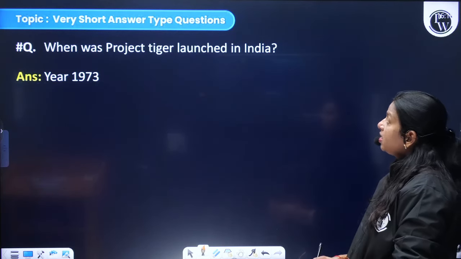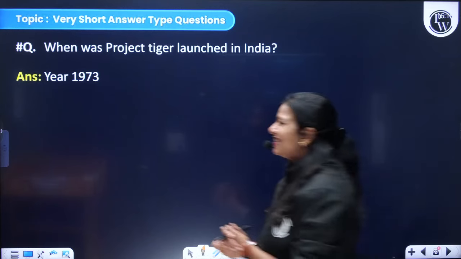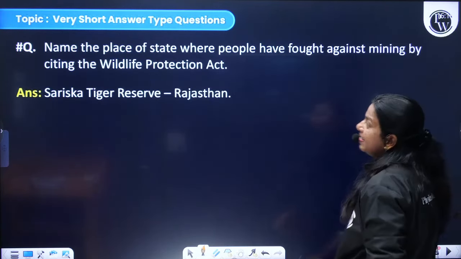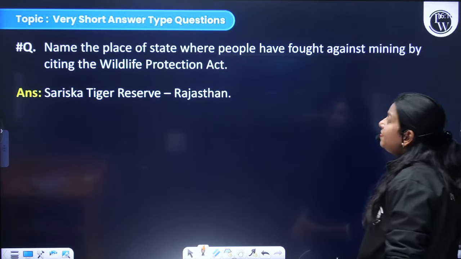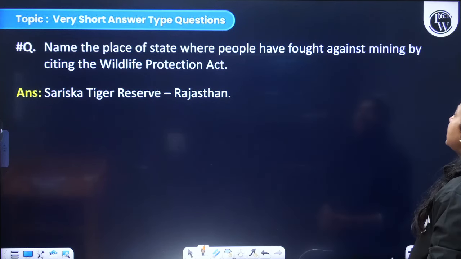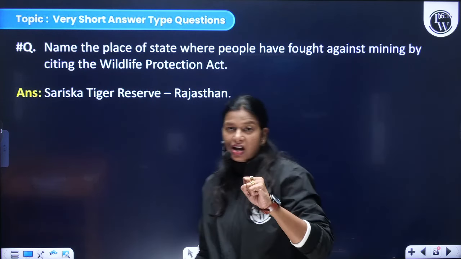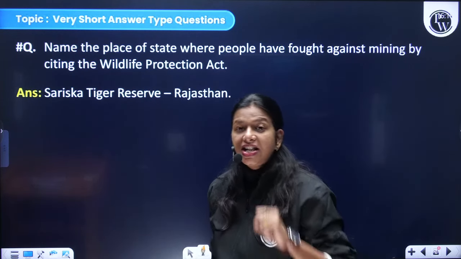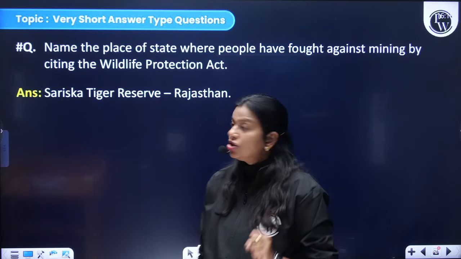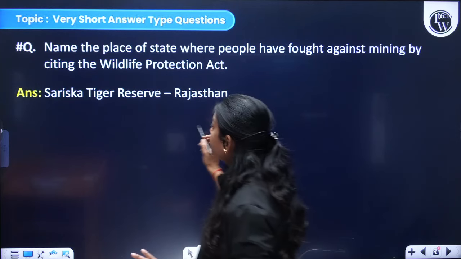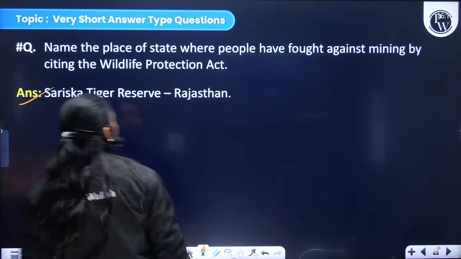When was Project Tiger launched? Just told you the answer, 1973. Name the place or state where people have fought against mining by citing the Wildlife Protection Act. They took the Wildlife Protection Act and used it to make sure that the tiger reserve is protected. It was Sariska Tiger Reserve in Rajasthan.